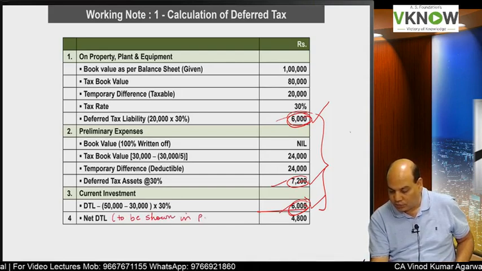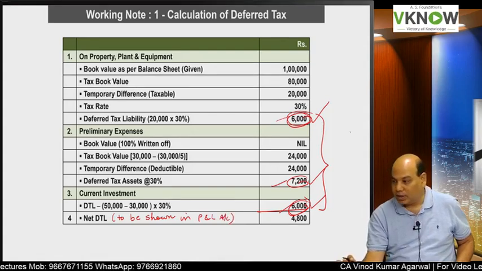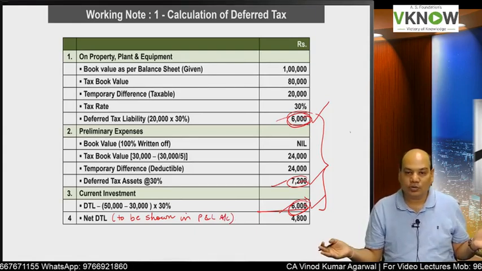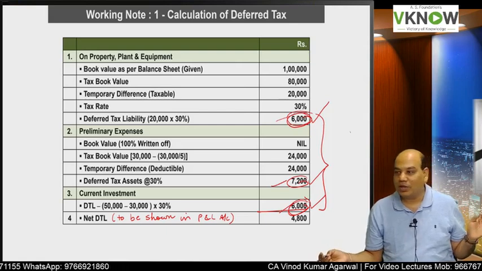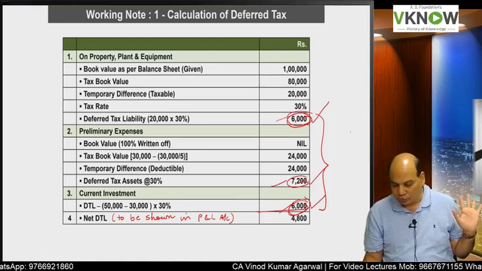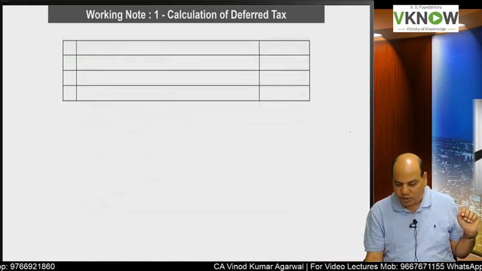One student is asking why not actuarial gain. Actuarial gain we will calculate, don't worry, but that will be shown in OCI. So the mistake we make is we add that also and write it in the P&L account, but that is an OCI tax, OCI deferred tax. Okay, write below, which is printed in your book.